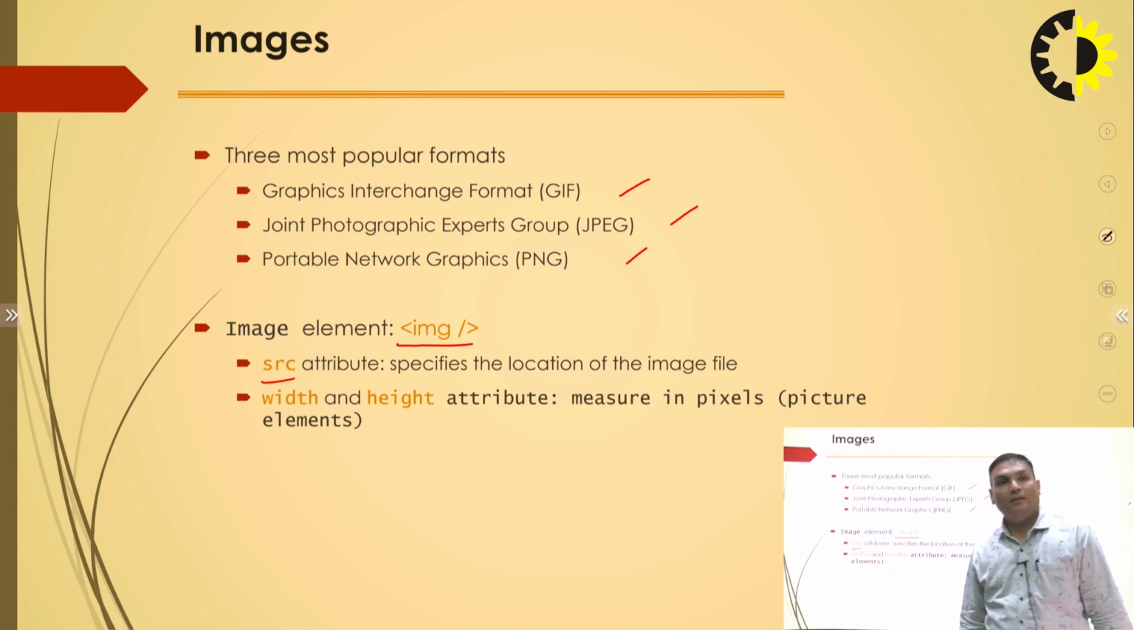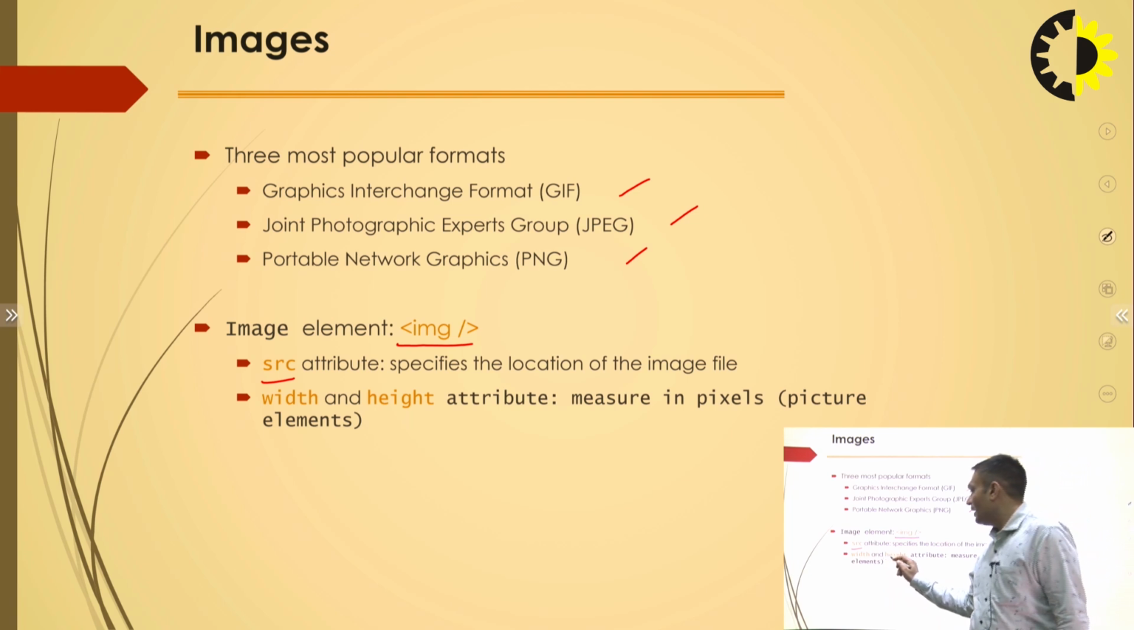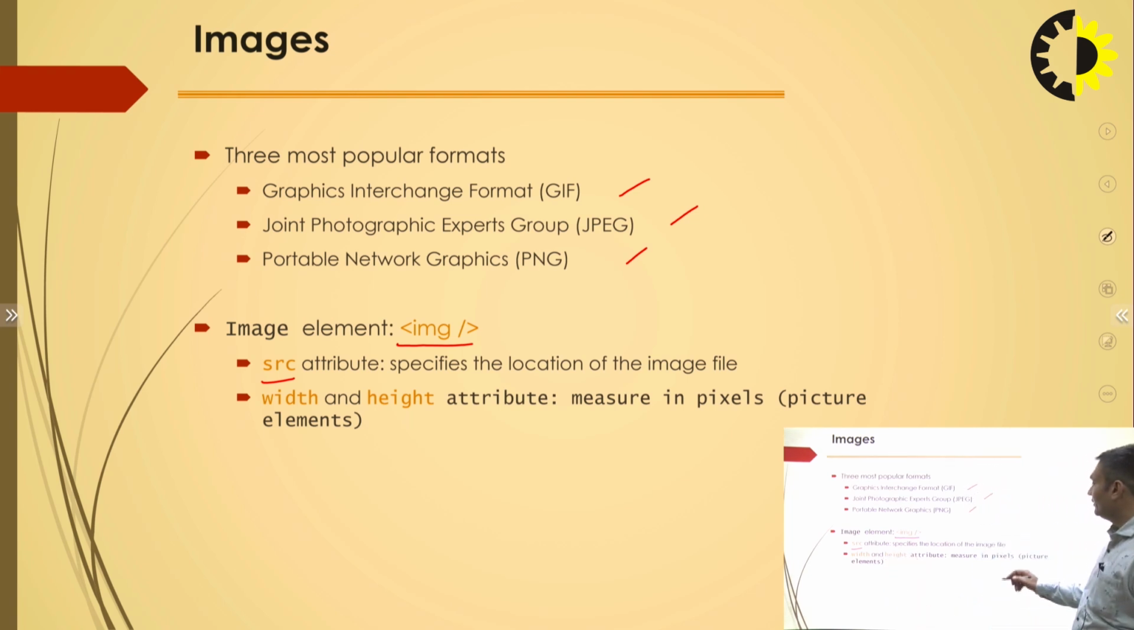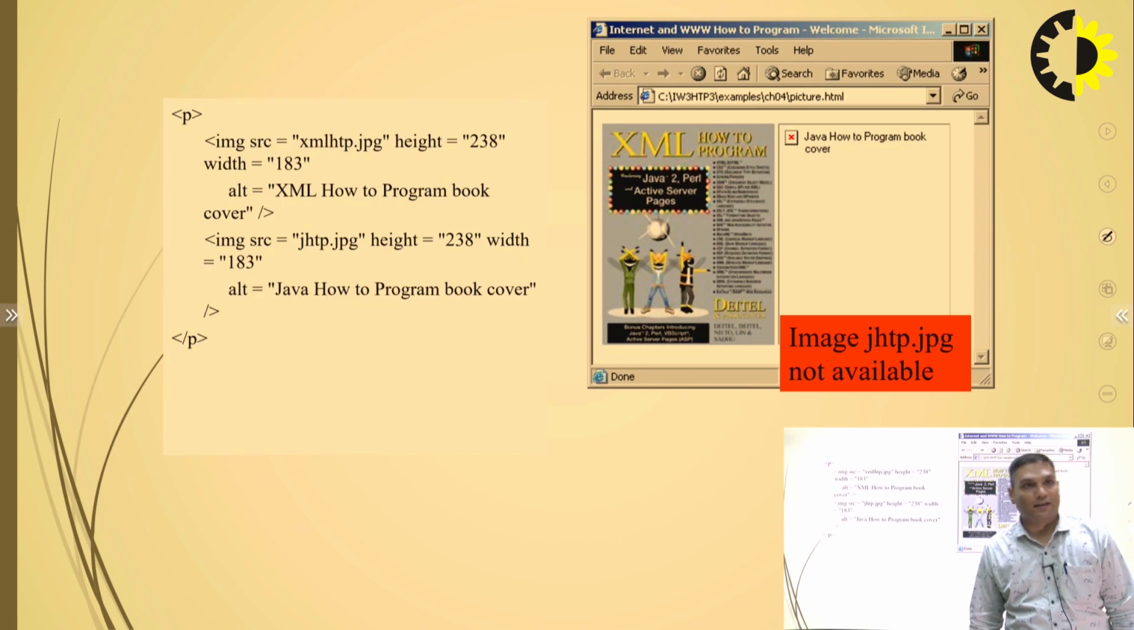You can set the location of the image with it. The width and height attributes can be measured in terms of pixels. So these are the three attributes associated with this image tag.